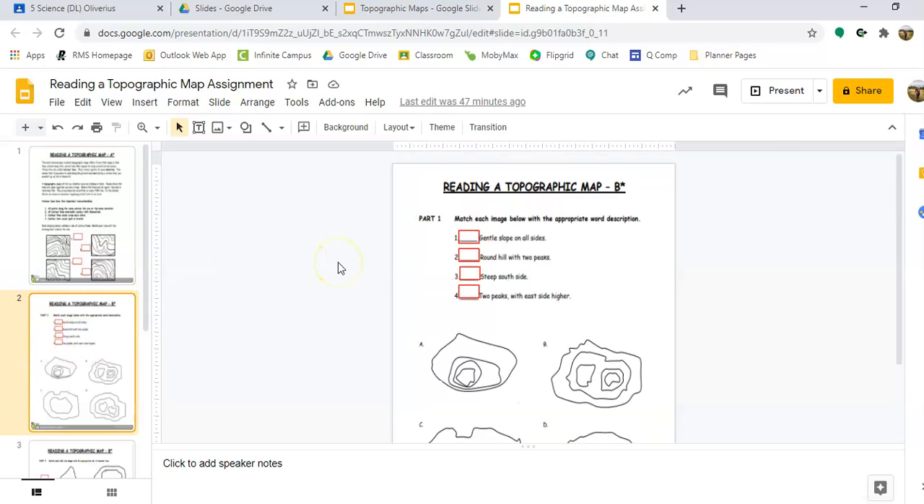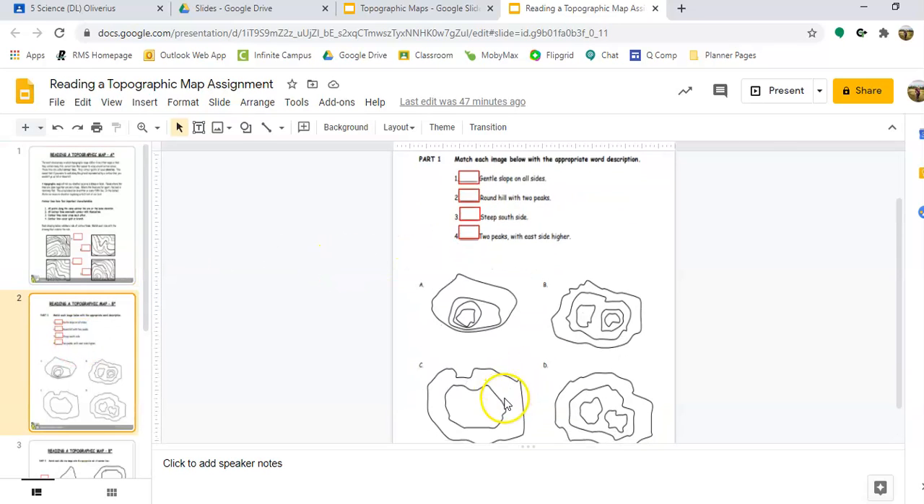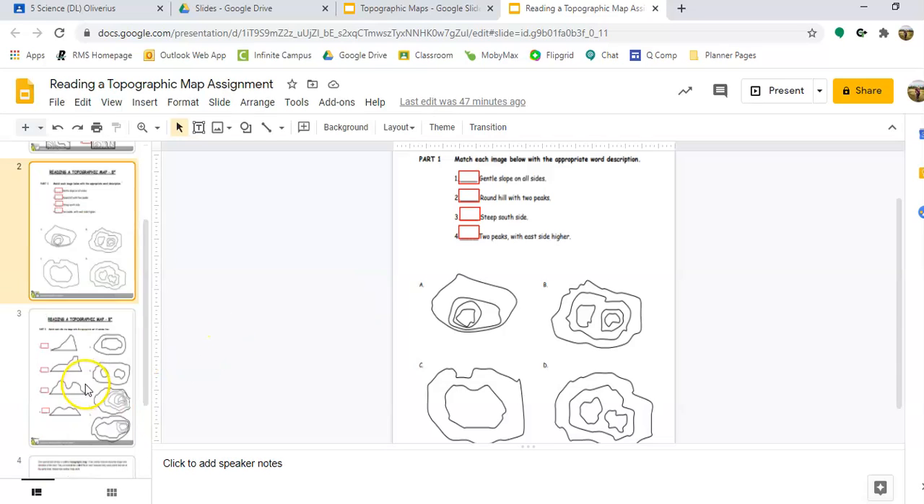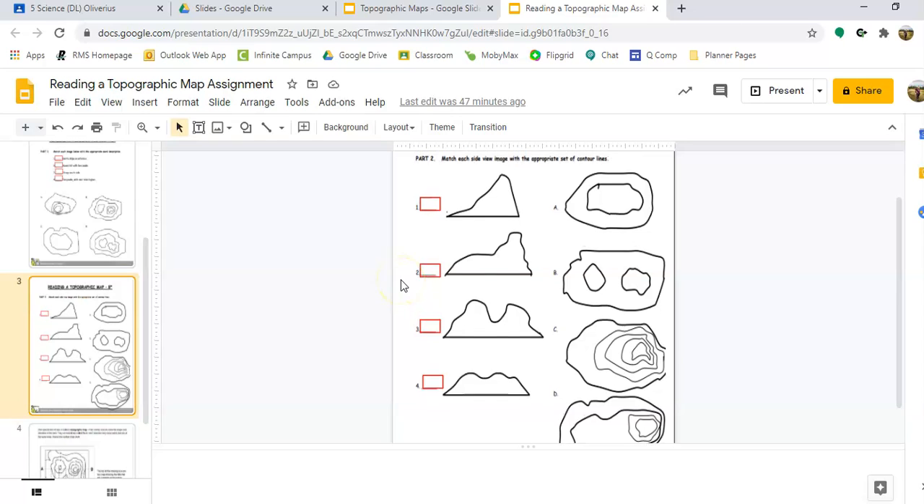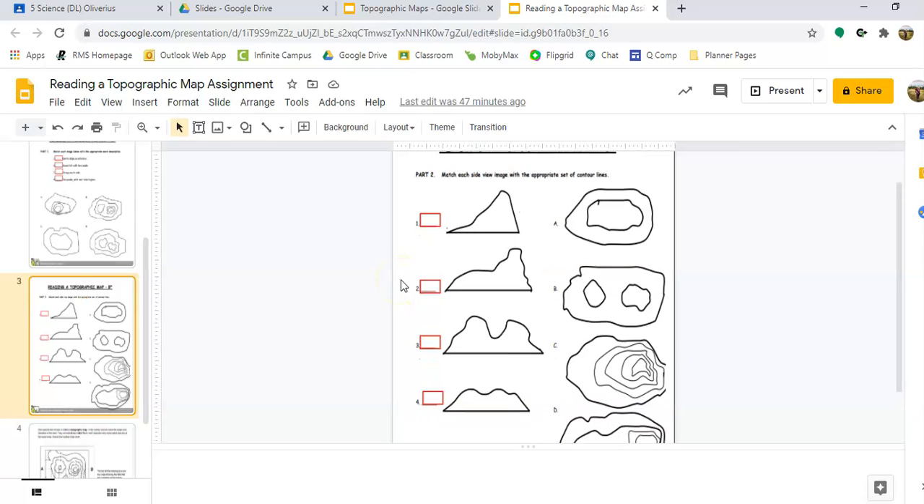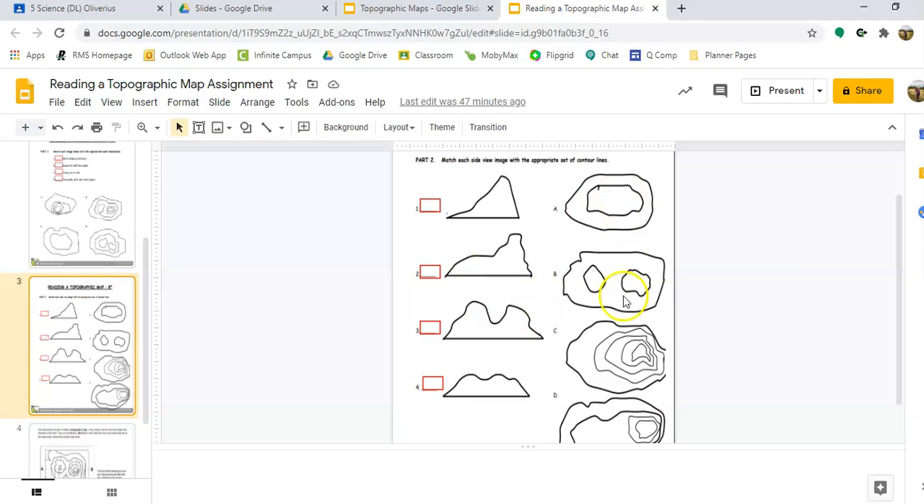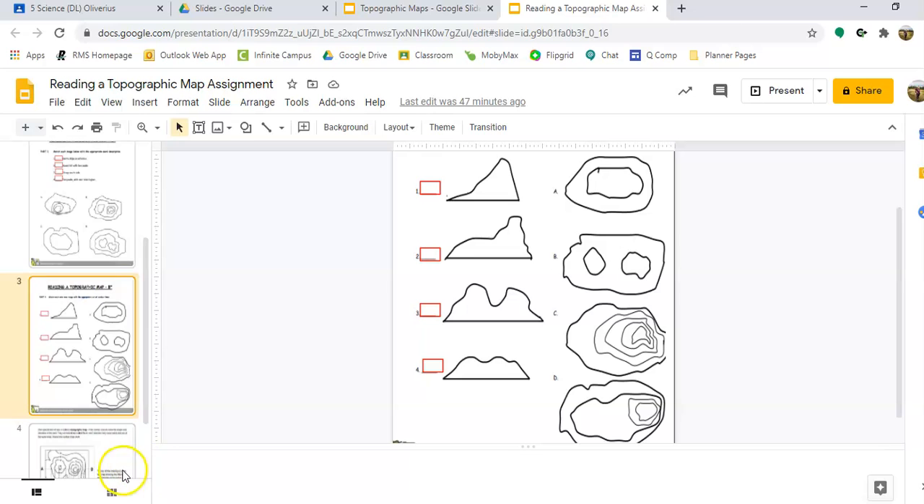On the second slide, we've got 4 different maps, and you have to describe which map matches with what. So again, just A through D in these boxes. Like which one has gentle slope on all the sides? That one's not going to have a lot of lines close to each other because that means steep. So they're going to be kind of spread out, kind of low. This one is just like that last slide I showed you, where you match the profile, the side view, with the topographic map. So you're going to see, what are the lines telling you?